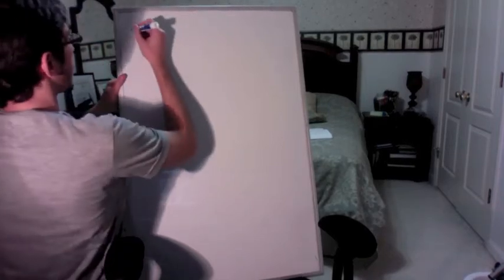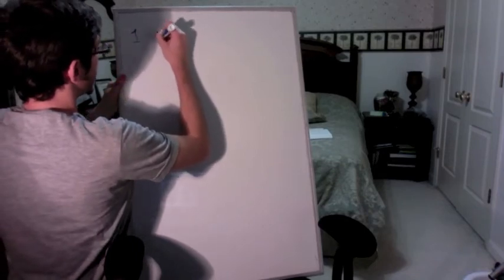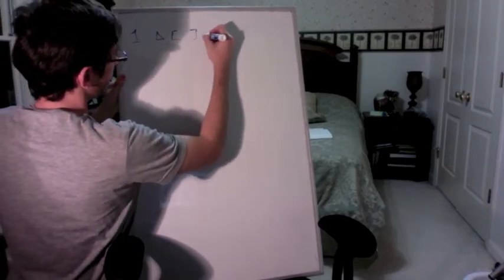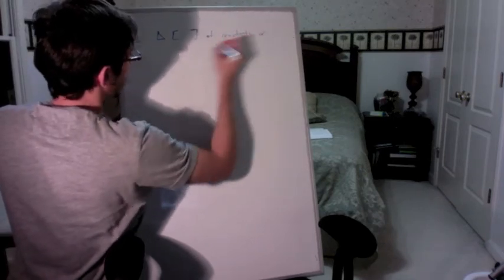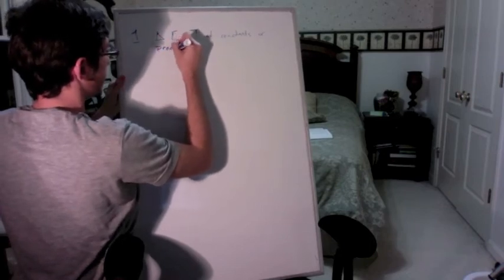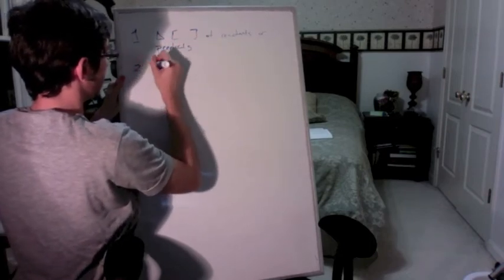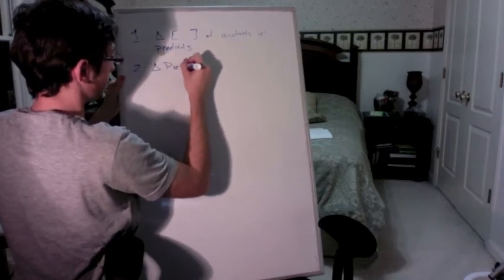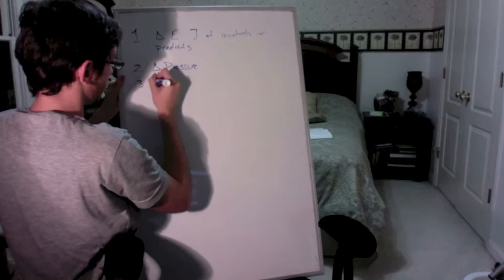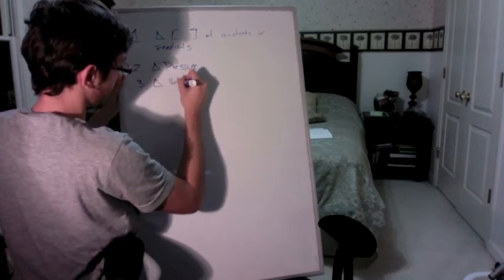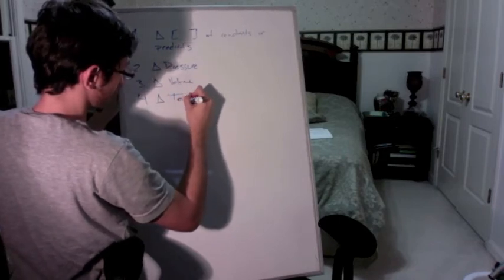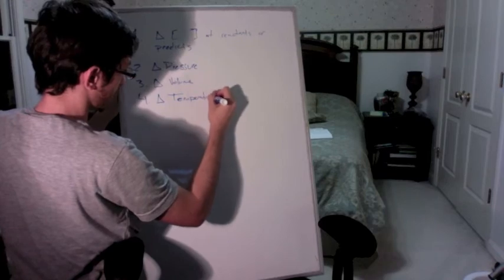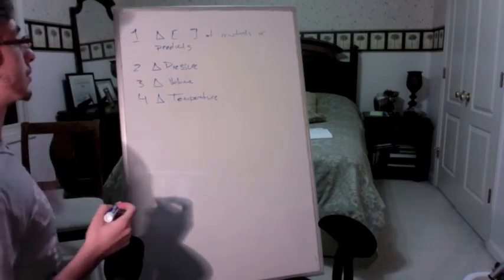So we're going to look at 4 different changes. We're going to look at the change in concentration of reactants or products. We're going to be looking at change in pressure, change in volume, change in temperature. Okay, so let's go ahead and look at the first one.